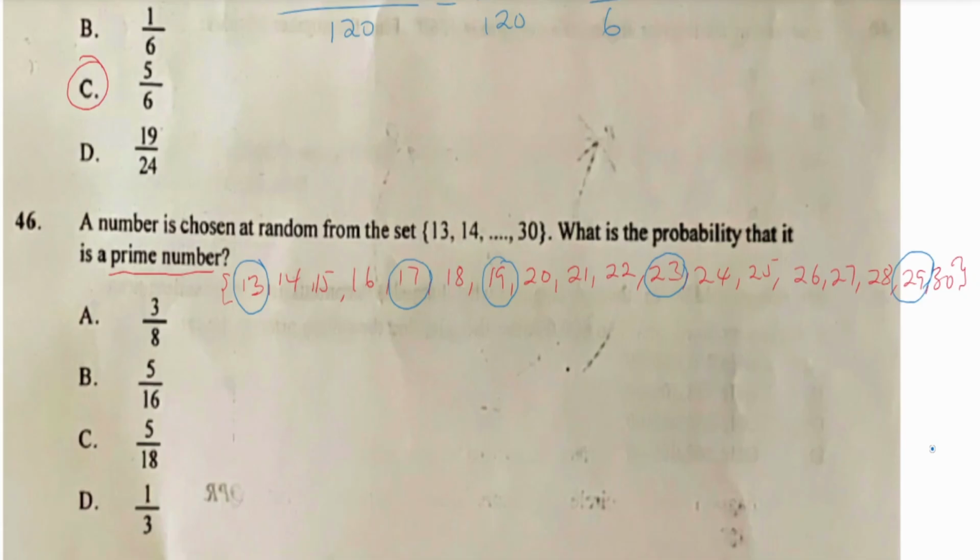So how many of them do we have? 1, 2, 3, 4, 5. So the probability gives us 5 over the total. Let's see how many we have in all. We have 1, 2, 3, 4, 5, 6, 7, 8, 9, 10, 11, 12, 13, 14, 15, 16, 17, and 18. So 5 over 18. And when we look through, that is also option C. And that is where we end the study for today.